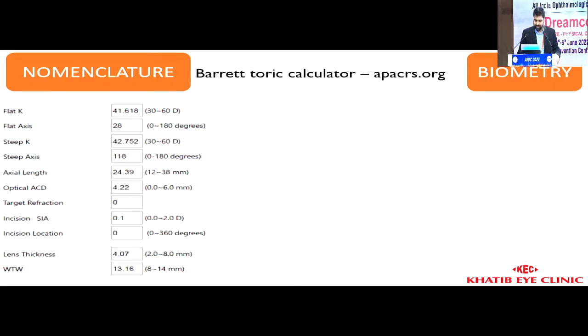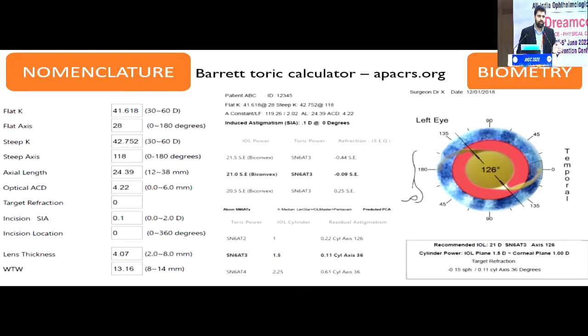And you feed in all this and you get your toric lens. It will tell you the power of the lens, the toric lens, the spherical lens, and also what axis you should implant it at. So this is with respect to biometry. Now, understanding the nomenclature is important.